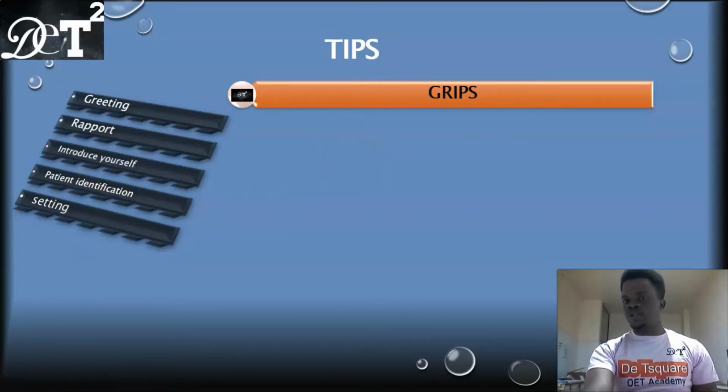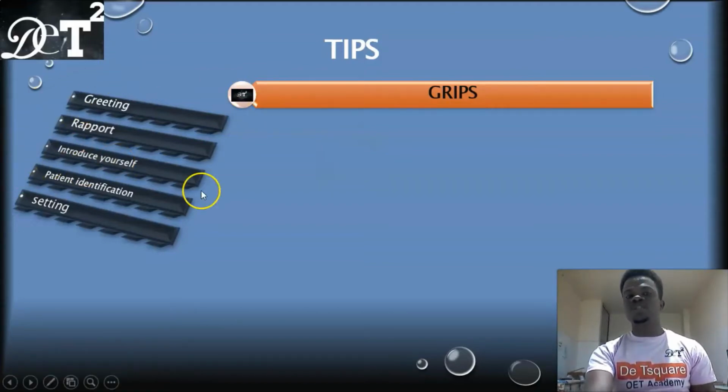So in OET speaking, the GRIPS is the first part of the OET speaking, where you have to greet this patient, you have to establish a rapport with this patient, you also have to introduce yourself to this patient, and also try to identify this patient. And at the same time, it's very necessary that you make the setting of this role play to be known. Okay, so how do you do this?